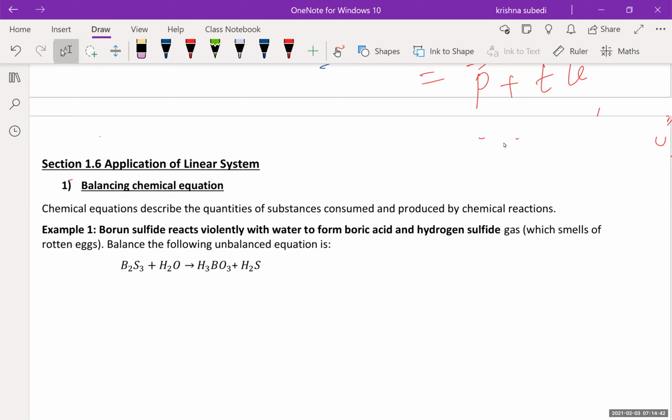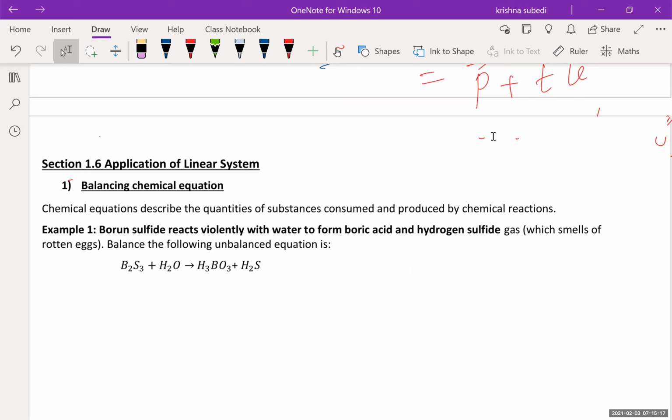Okay, guys, section 1.6 is about applications of linear systems. There are many fields where a system of linear equations is applicable, but we will look into two or three of the fields where we can apply systems of linear equations in order to solve the problem.